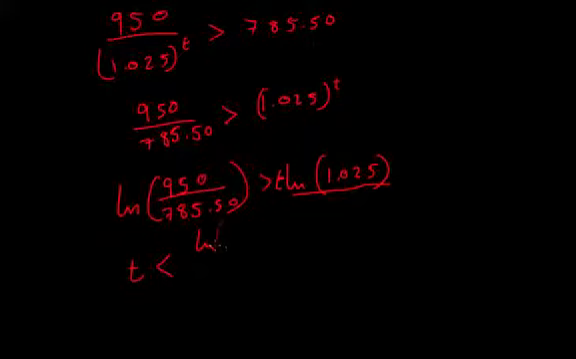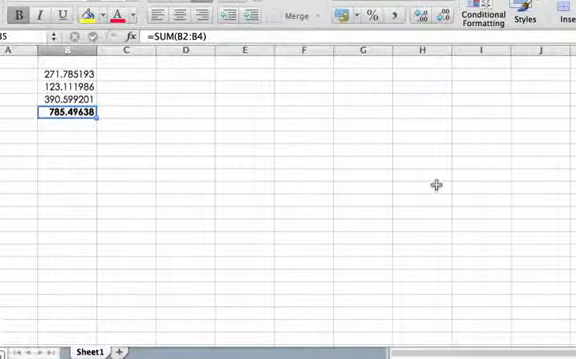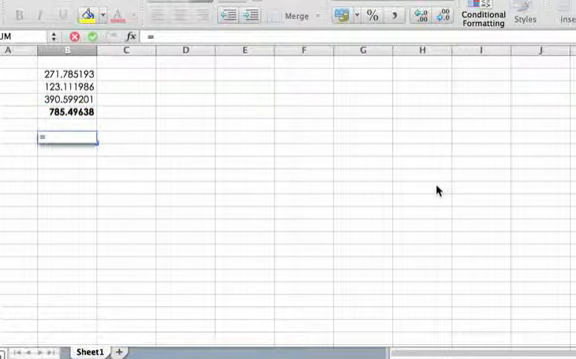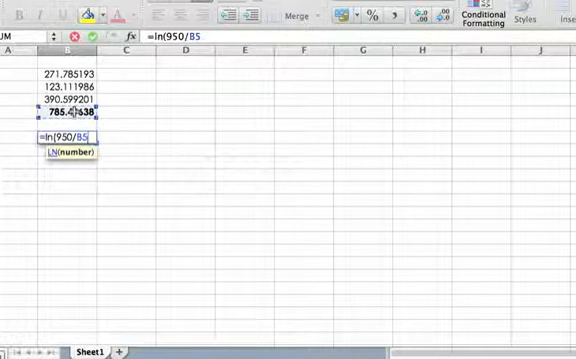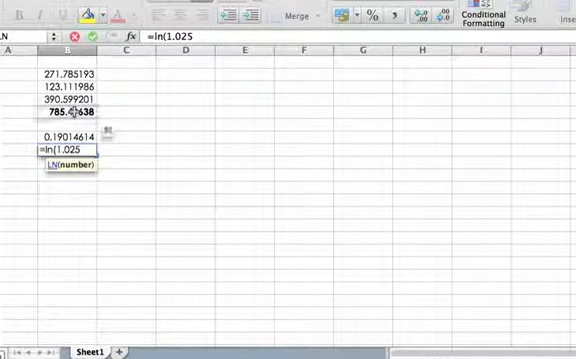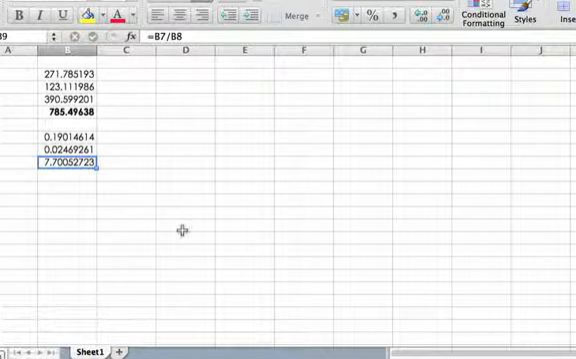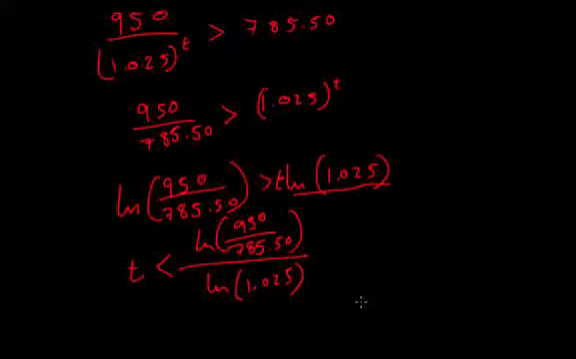And I'm also going to rewrite it like this, so t is less than, still makes sense, less than ln of 950 over 785.5 divided by ln 1.025. Alright, and let's find out what t will be. So it's going to be equal to ln 950 divided by that original number that we used, 785.5, and we've also got ln 1.025, and we'll take the first one divided by the second one, so it is 7.7. Okay, so we get here t is less than 7.7.